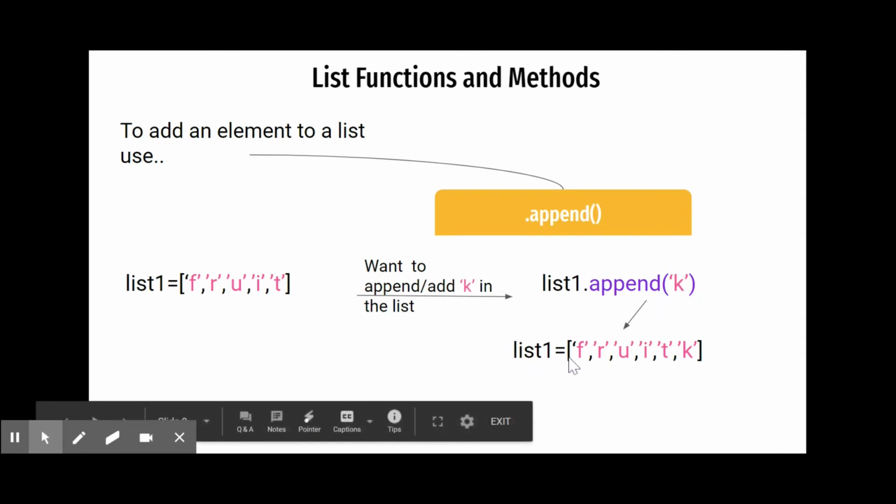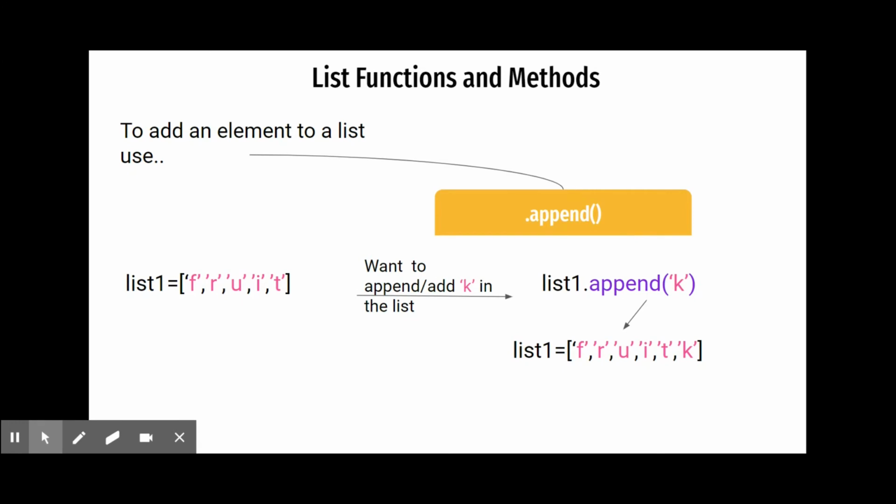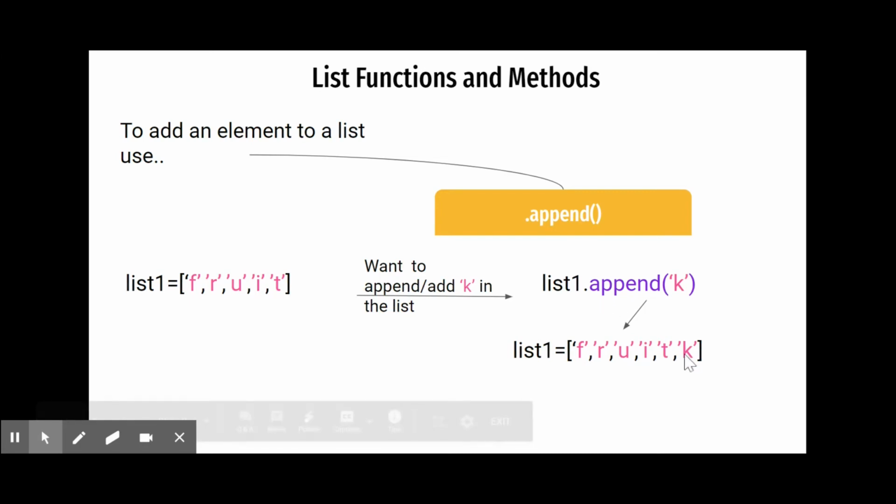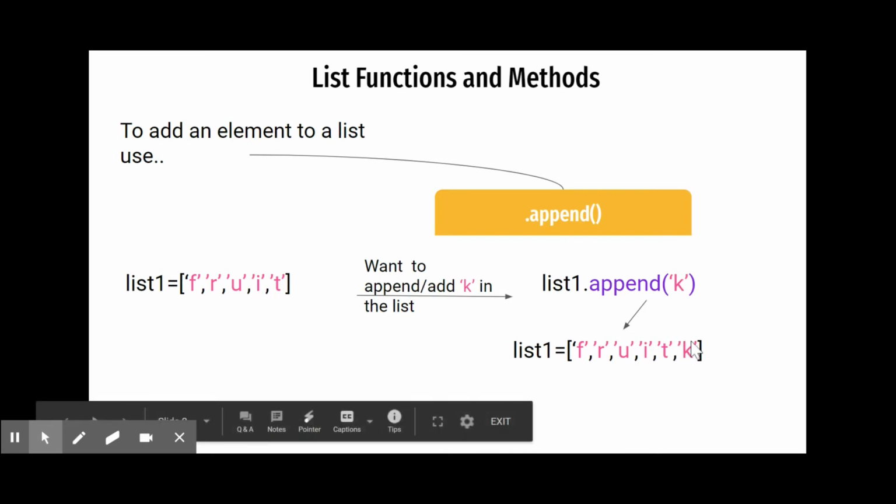I'll get list 1 equal to fruit, which is the same as before, but now I have another element which is k over here. And remember, append is only used when you want to add one element to the list, and also you're always going to append the element at the end of the list. So you can't have your k anywhere here in the middle, 0th index or the first index or anything like that when you're using the append function. So it'll always be appended at the end.